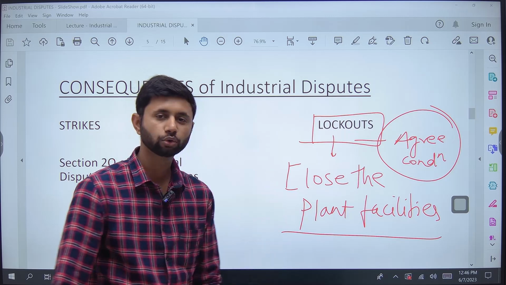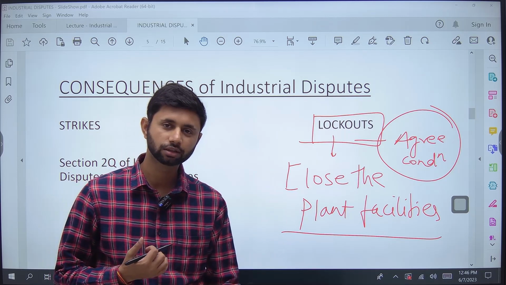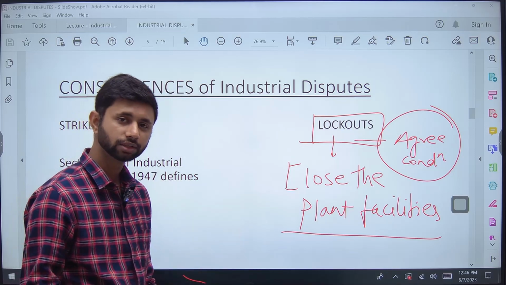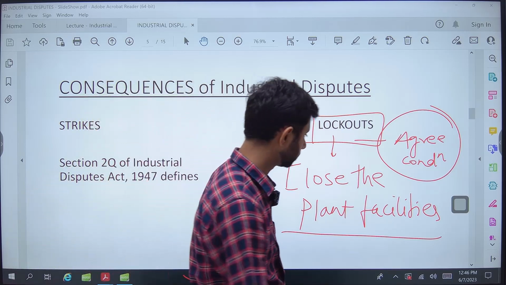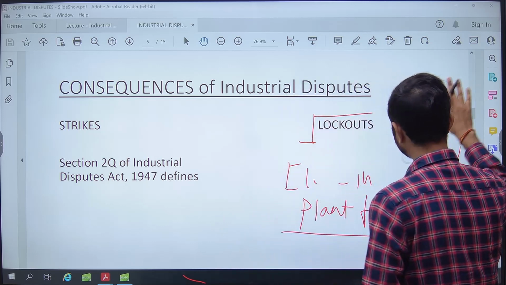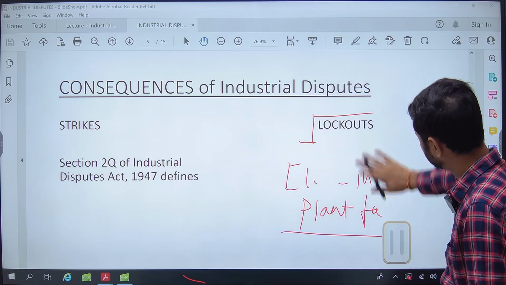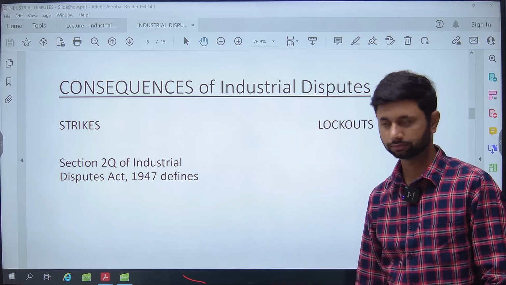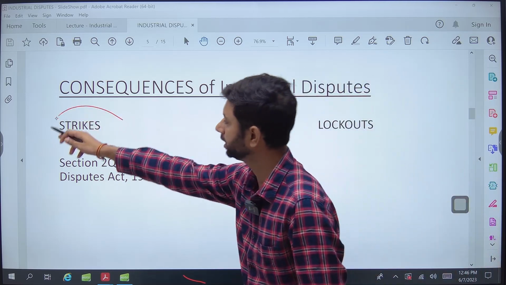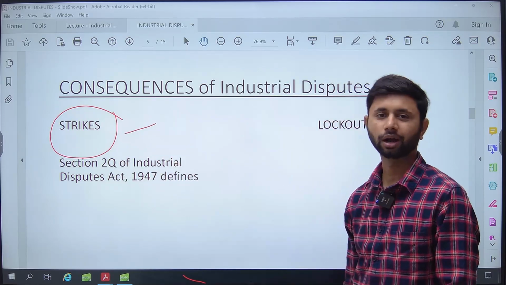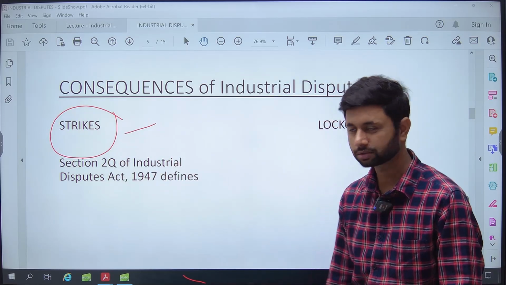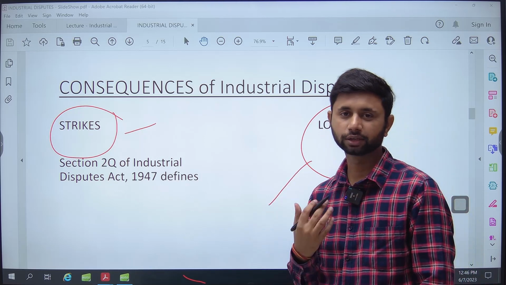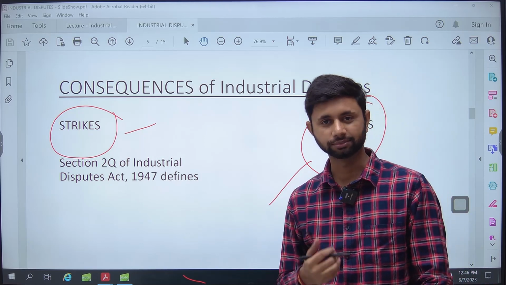So it is the closure of plant facilities until the workers agree with the management's conditions. So this is the definition of lockout. The basic difference between both is whose initiative it is. Strikes are from the workers' end, where they stop work until the management agrees to their demands. Lockouts are from the employers' end, where they close the facilities until the workers accept their demands.